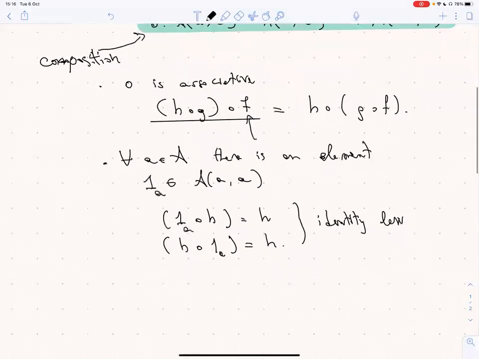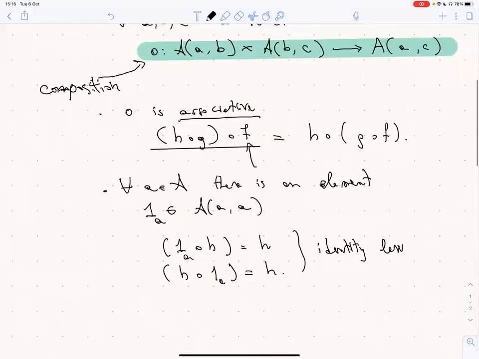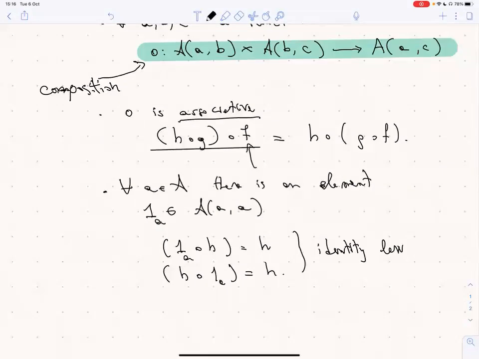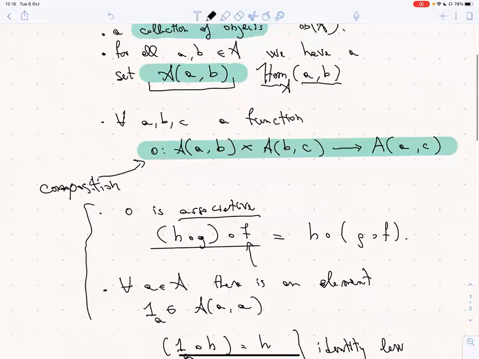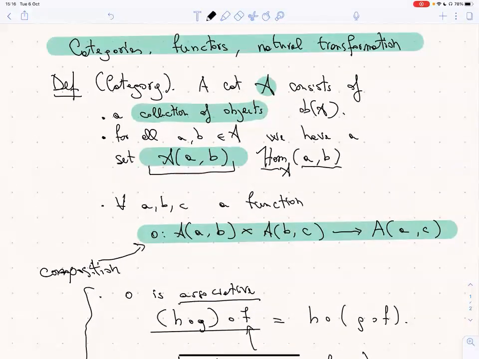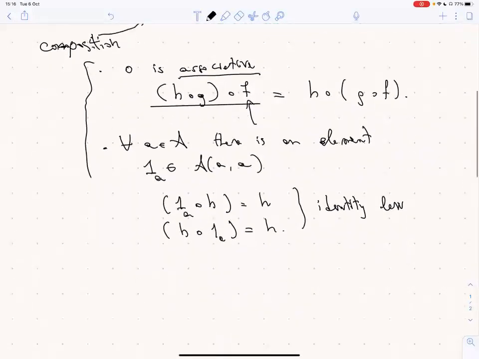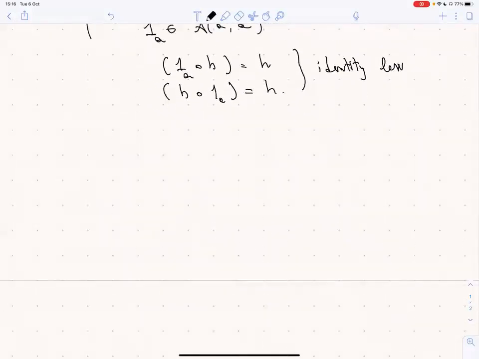And this is called associativity, as I mentioned. So forget for a moment about these two additional assumptions, which are some properties. What really matters is that we have this collection of objects, we have these Hom sets, and then we have this composition. So let's make maybe a couple of relevant examples.